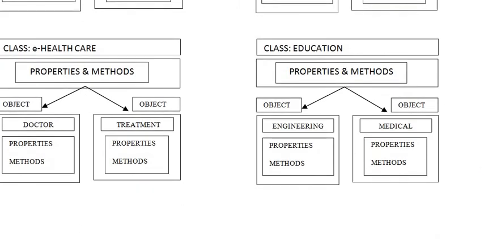The next one is the e-healthcare domain, where I can have two derivations for the instances of objects. One is the doctor and the mode of treatment that is being provided. So these are the different methods that have been written, and you can think of more also. And here it is the education domain, where engineering students have to know a certain set of information and medical students have to know a different set of information.